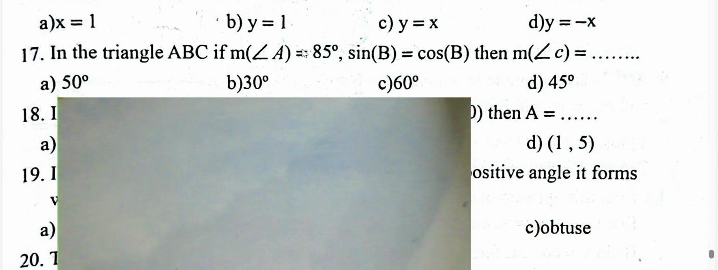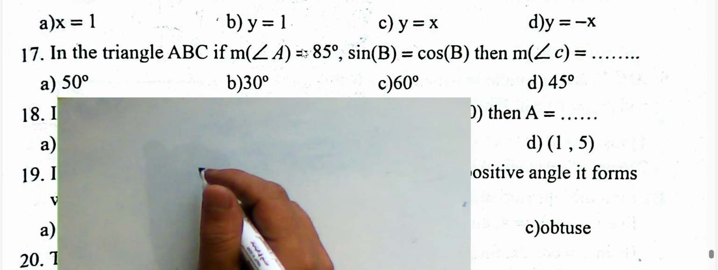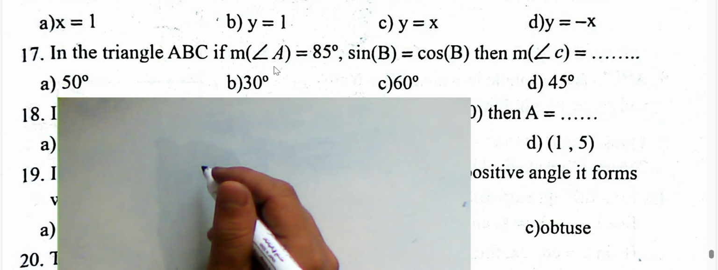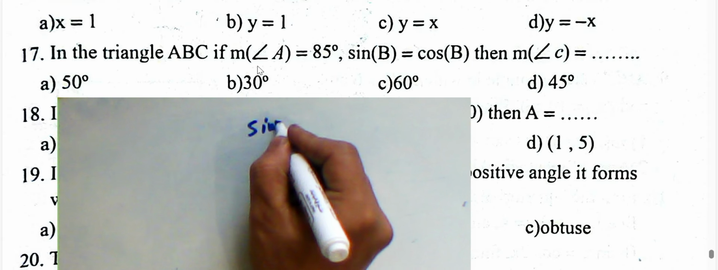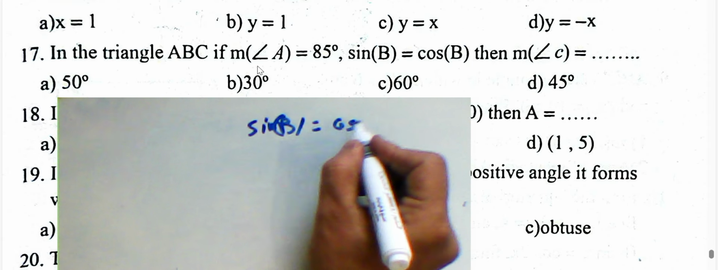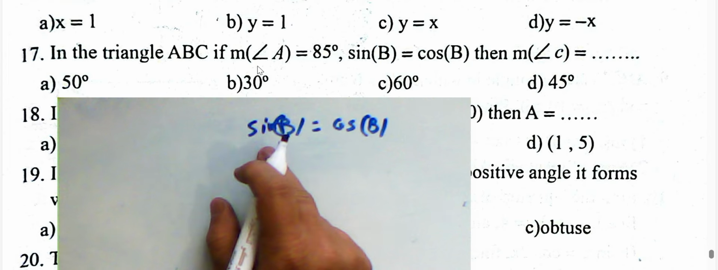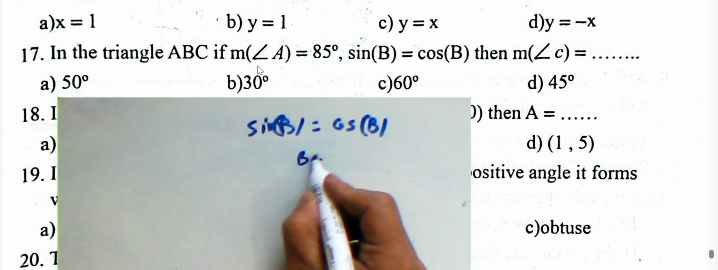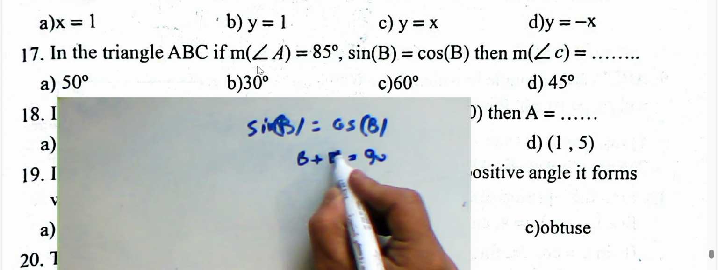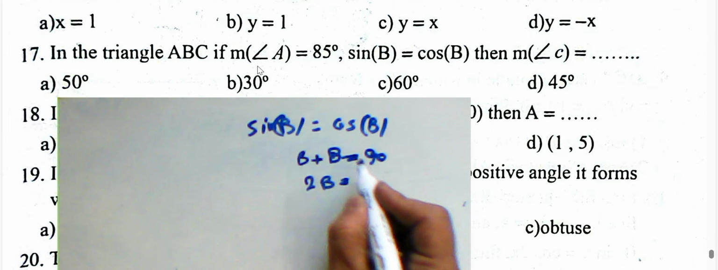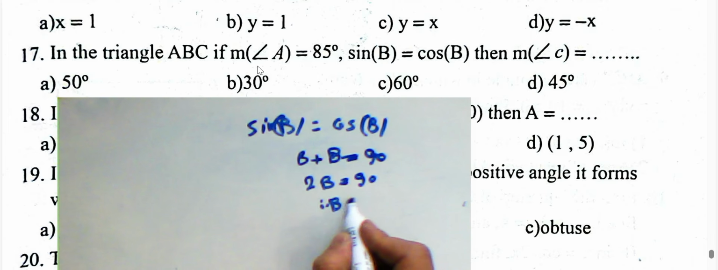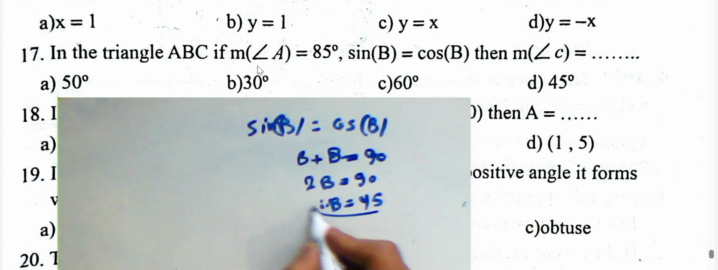Next question. In triangle ABC, the measure of angle A equals 85 degrees, sine B equals cosine B, then the measure of angle C equals? We have a triangle, and sine of angle B is equivalent to cosine of angle B. If sine of an angle equals cosine of an angle, then the measure of angle B plus the measure of angle B equals 90 degrees. We call it complementary angles. Then 2 times B equals 90. Then the measure of angle B equals 90 divided by 2, which is 45.